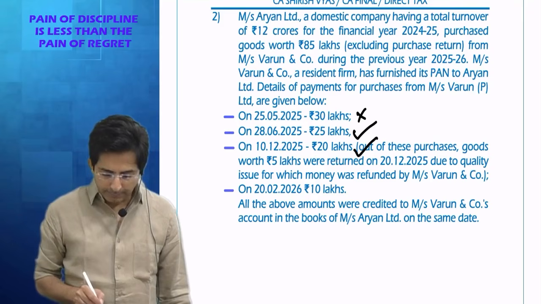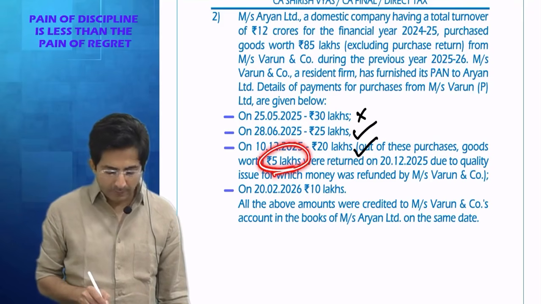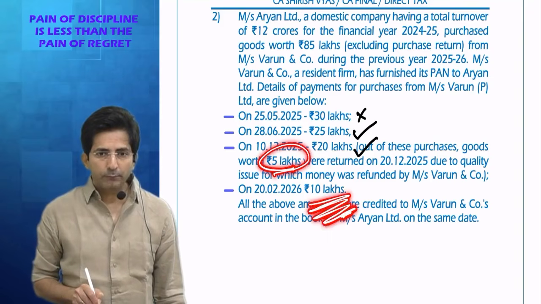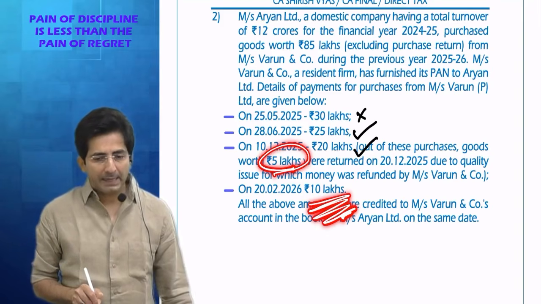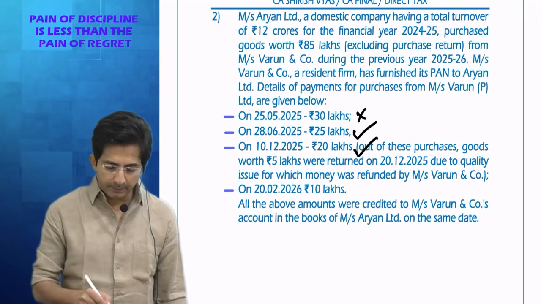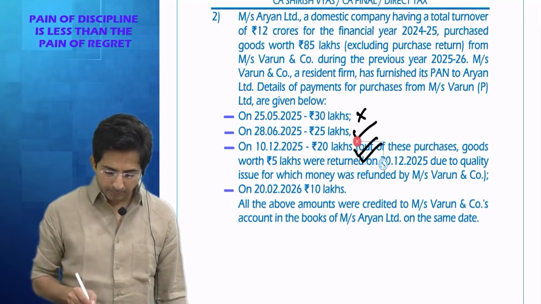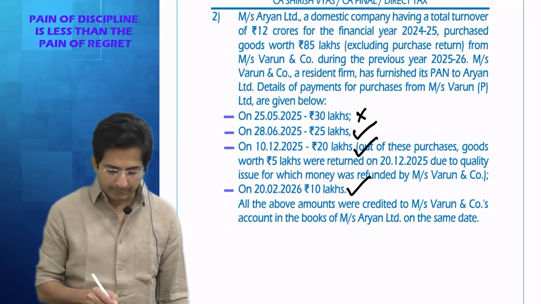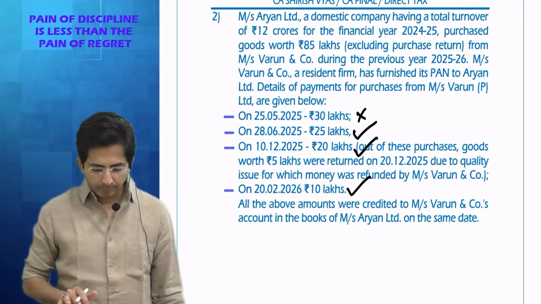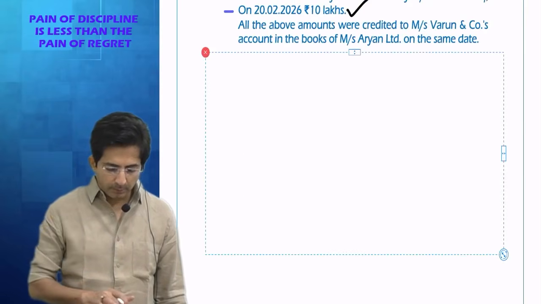Then in 20 lakhs, what was the returned amount? 5 lakhs. This I will adjust in the next purchase. Our next purchase is of 10 lakhs. So from 10 lakhs, you subtract the purchase return. So 10 minus 5, net purchase is 5 lakhs. On 5 lakhs, TDS will come at the rate of 0.1%. So again here TDS will come. But TDS will come on net amount. Net means 10 lakhs minus purchase return. Okay. So this was question number 2.